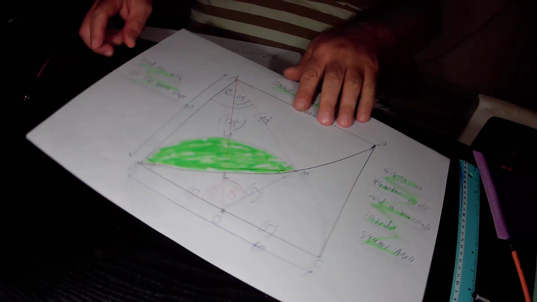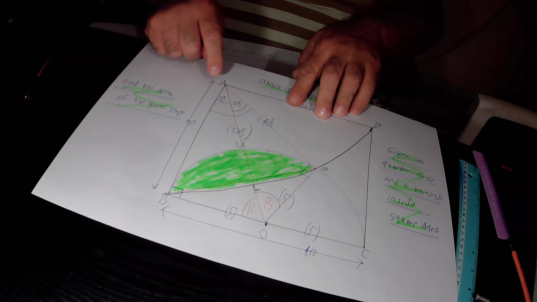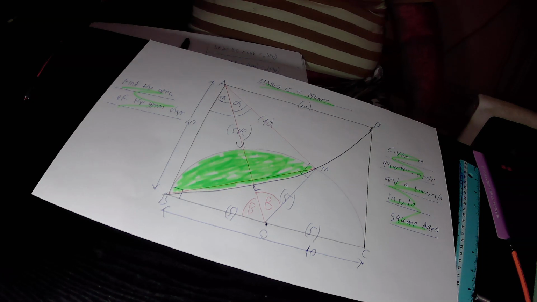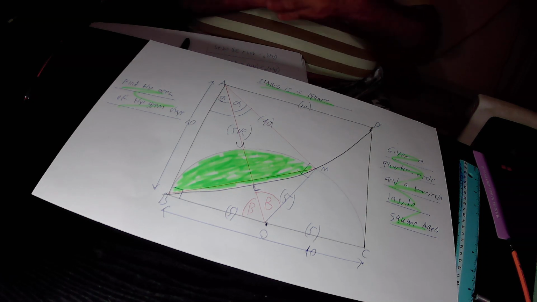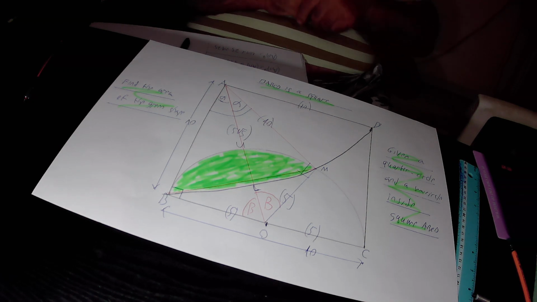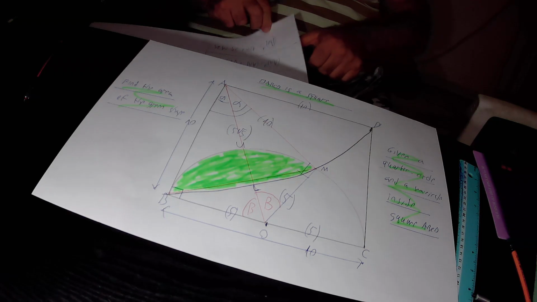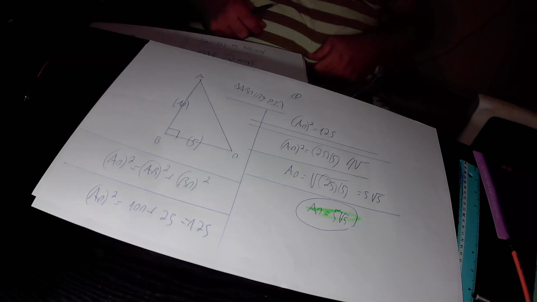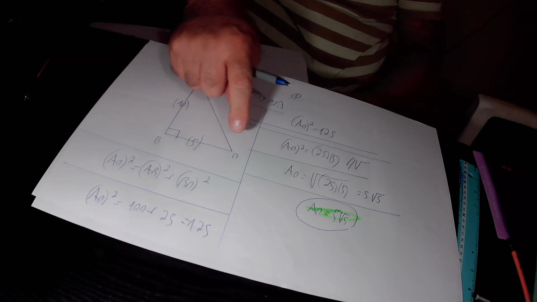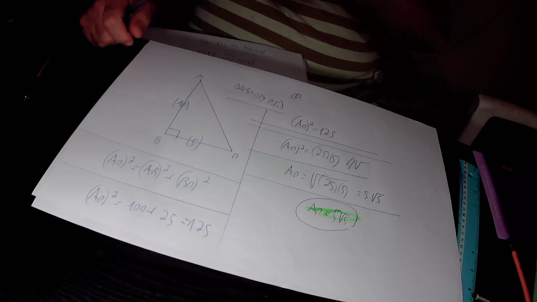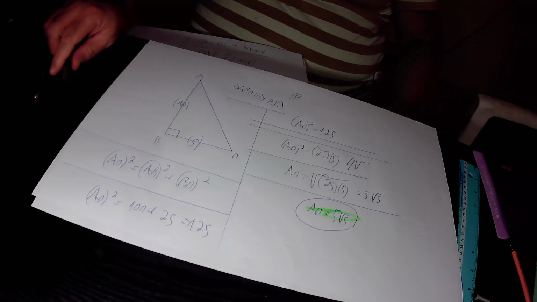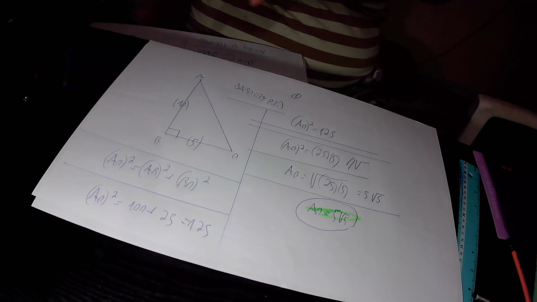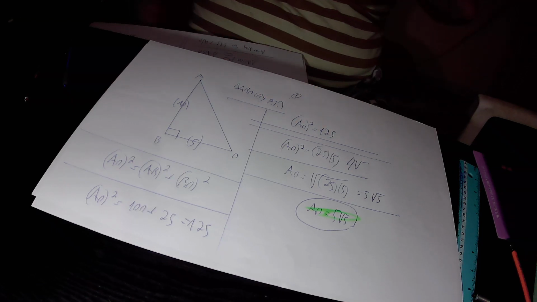I copied the right triangle ABO onto a new page, and we apply the Pythagorean theorem to this right triangle ABO. According to the Pythagorean theorem, in any right triangle, the square of the hypotenuse equals the sum of the squares of the other two sides. This is the right triangle ABO that I copied from the original drawing. AB equals 10, BO equals 5, and the hypotenuse AO is the missing side. So in the right triangle ABO, AO square, the square of the hypotenuse, must be equal to AB square plus BO square.